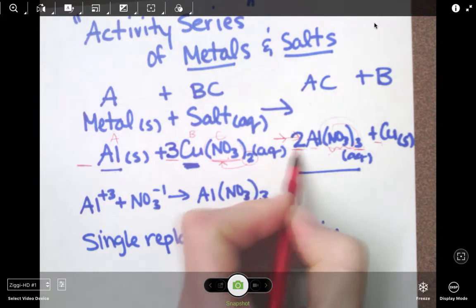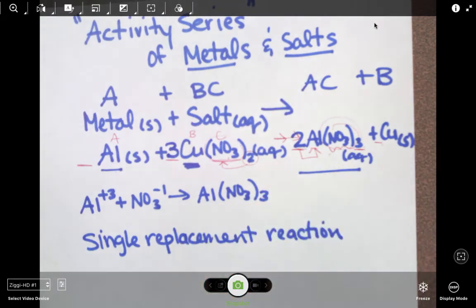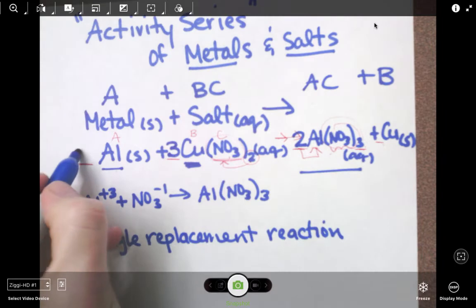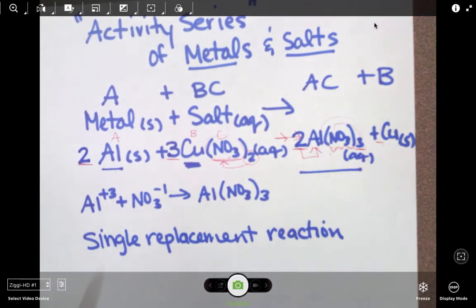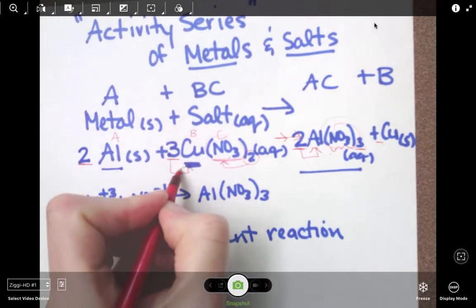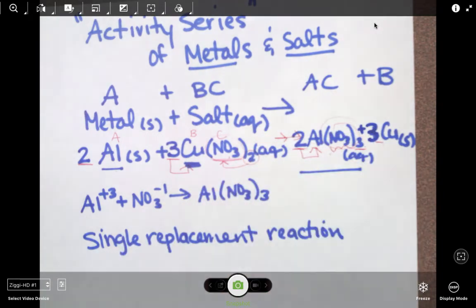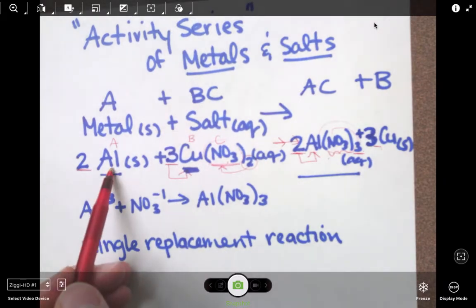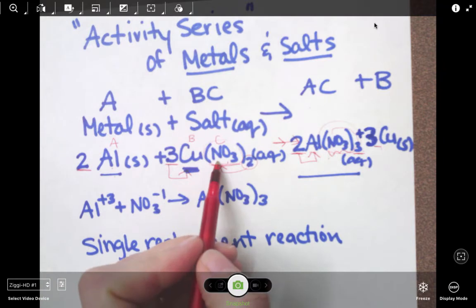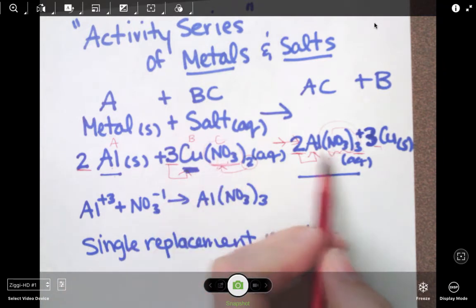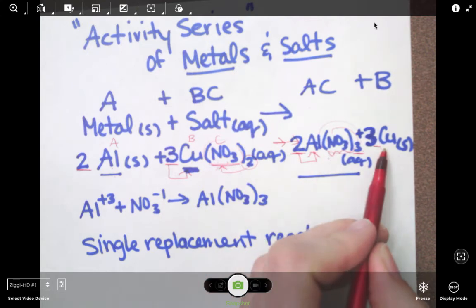However, this 2 also distributes to my aluminum. Therefore, I need to put a 2 in front of this aluminum, and this 3 distributes to my copper. Therefore, I would need to put a 3 there in front of my copper. So that would be a balanced single replacement reaction in which a metal takes away the anion from an aqueous ionic compound in order to produce its own aqueous ionic compound, displacing that metal.